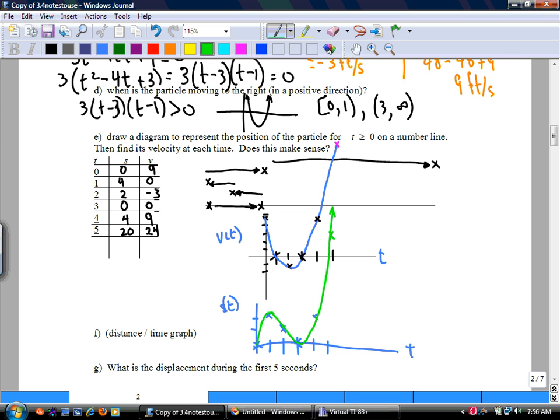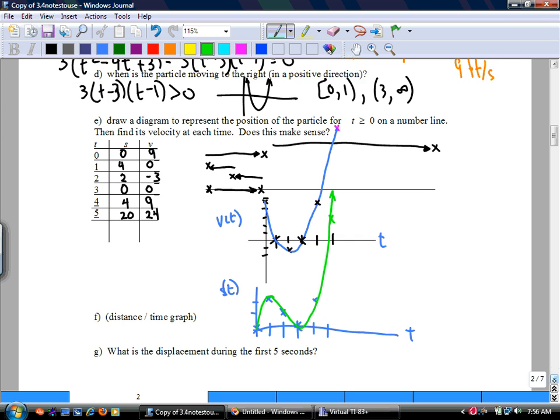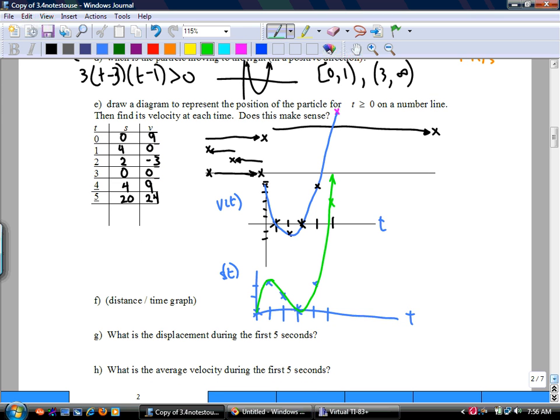Okay, what is displacement, physics people? So at the 5-second mark, how far are you from the beginning? You're 20 meters from your starting point. 20 meters to the right of your starting point. Or 20 feet. 20 feet to the right of starting point.